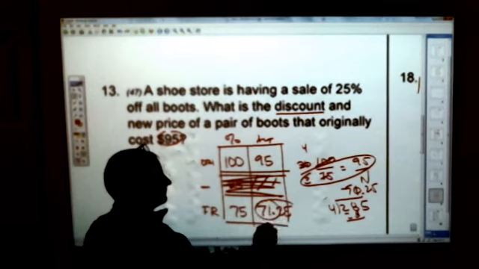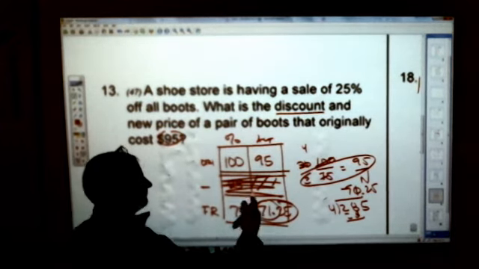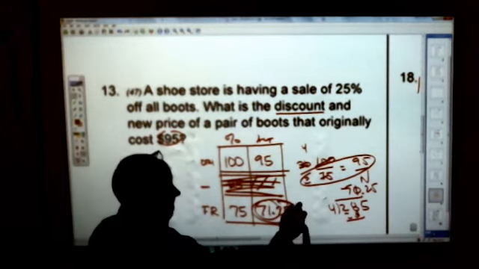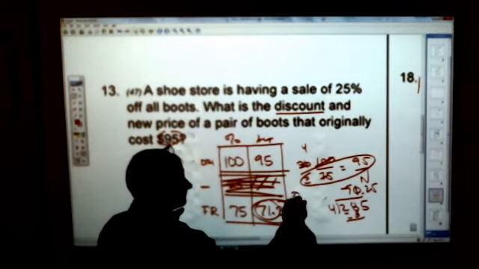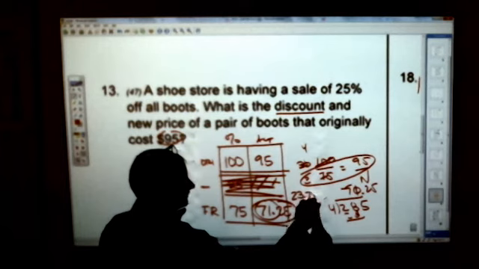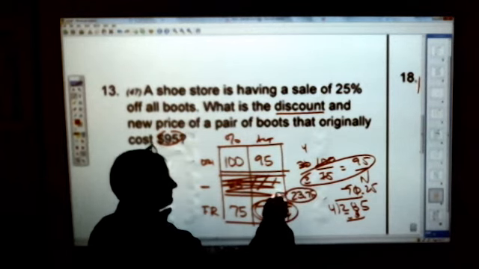71.25 is the final price, and how much off did you get? You got to take what? 20. Okay, Andrew, this is you. 23.75.